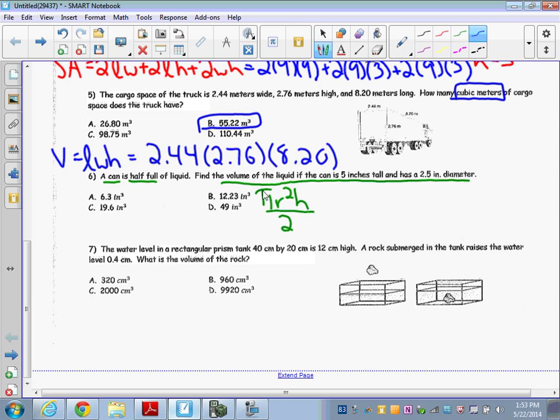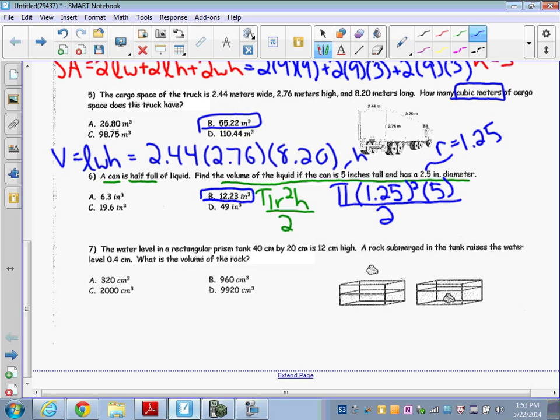So for the diameter, given the diameter, I need to find the radius. That's going to be 1.25, and h is going to be 5. It's going to be pi times 1.25 squared times 5 over 2. And whenever I did that, I got a number that was very close to 12.23 inches squared.